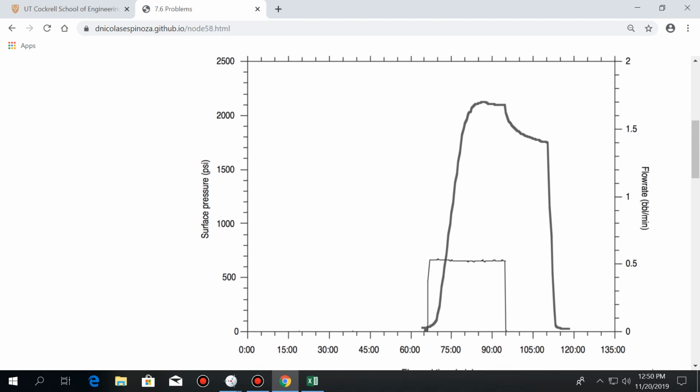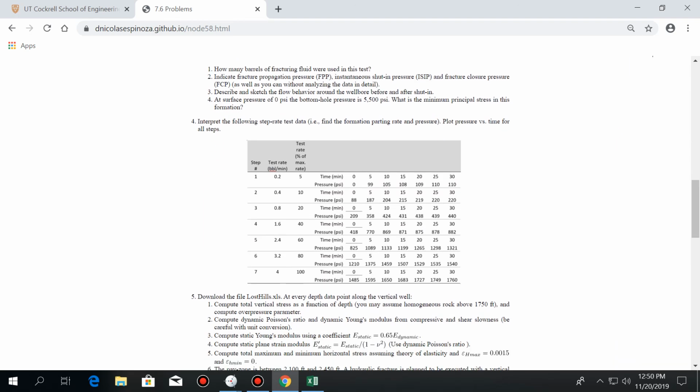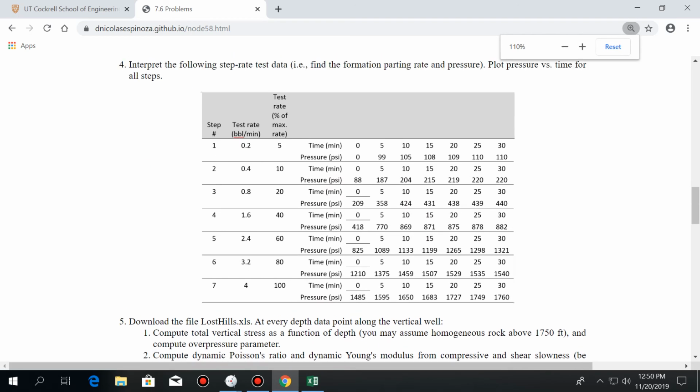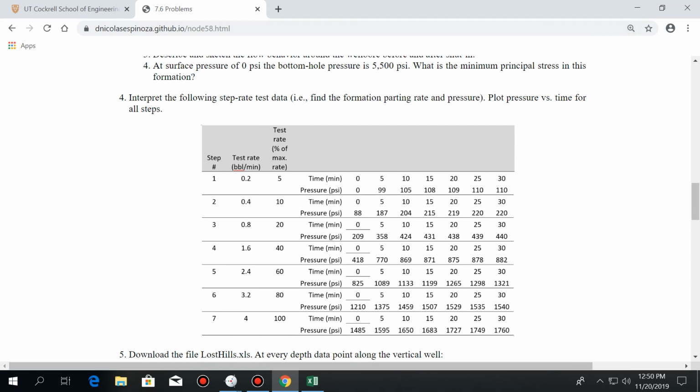And last, just 30 more seconds. What you have to do is interpret a step rate test where here you have all the data as a function of time for each injection step. And once you plot all of this, you're going to get something very similar to what I show in one of the examples.